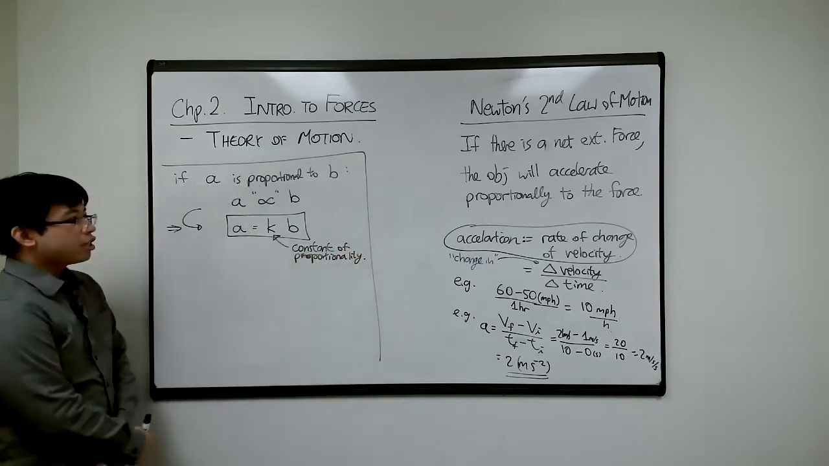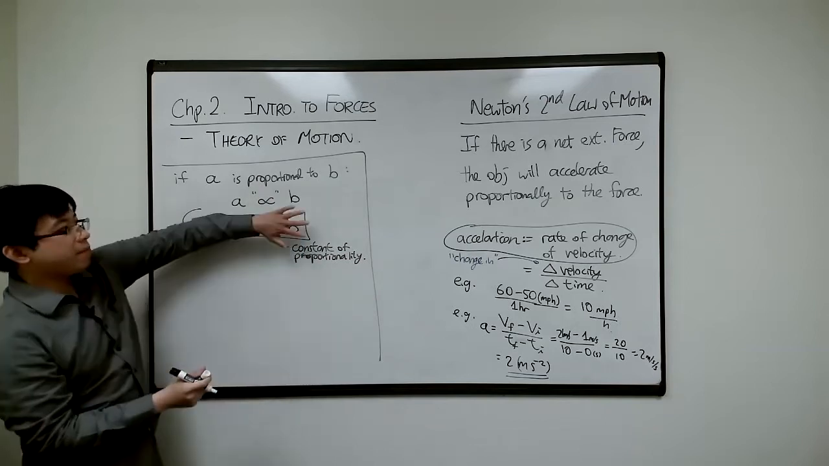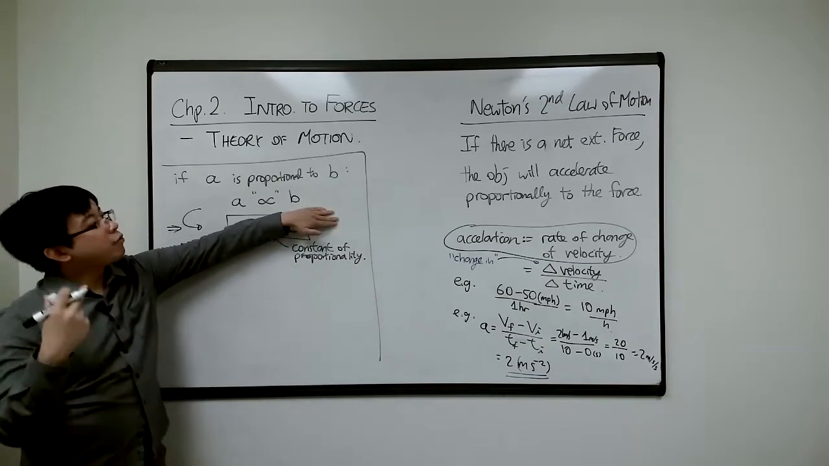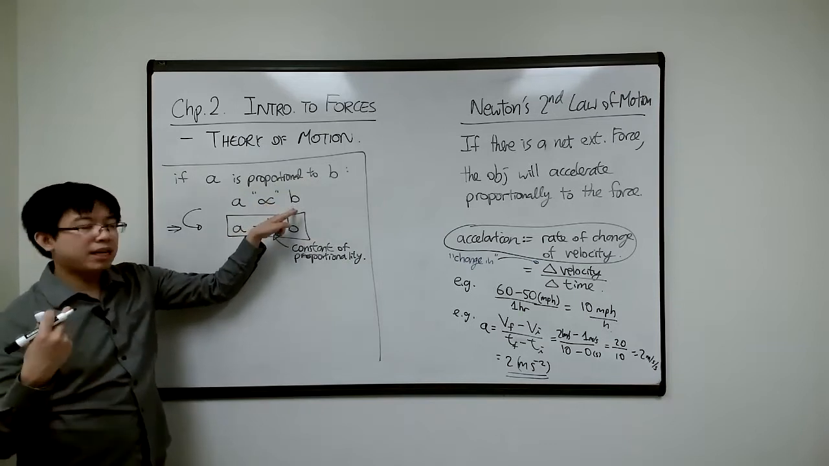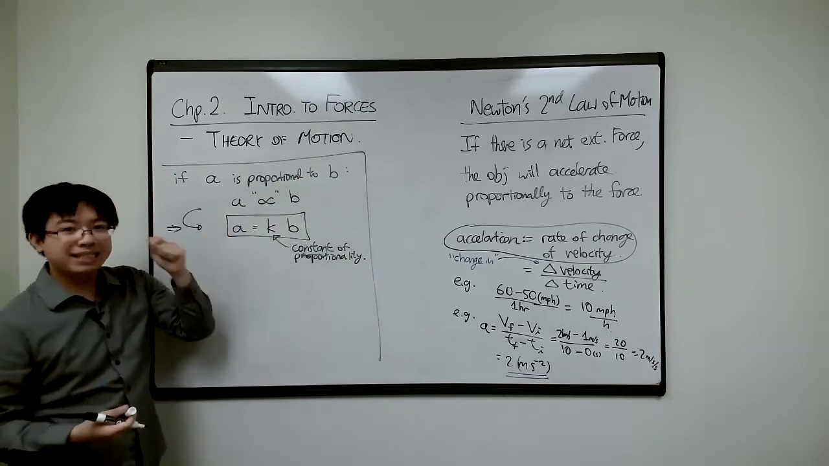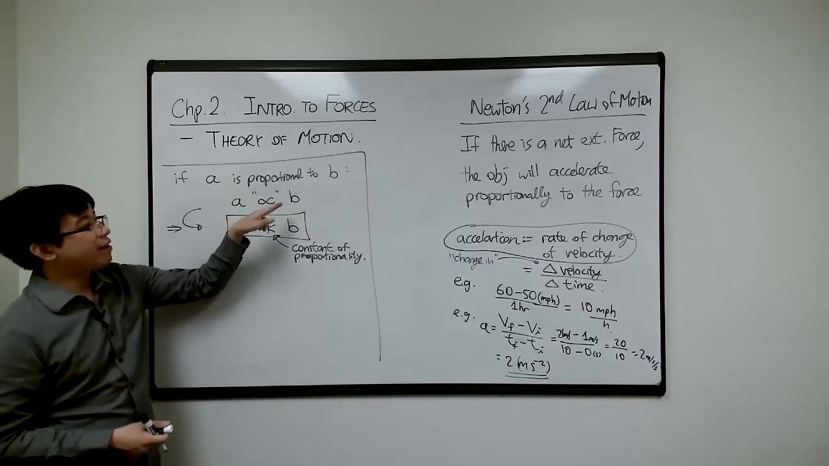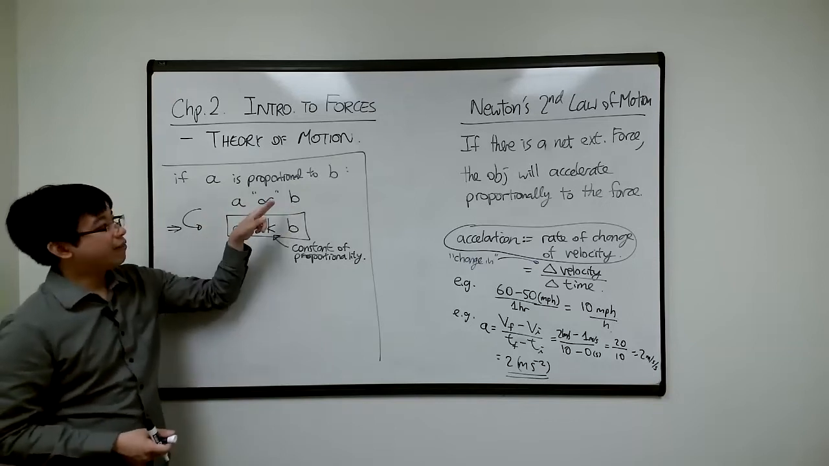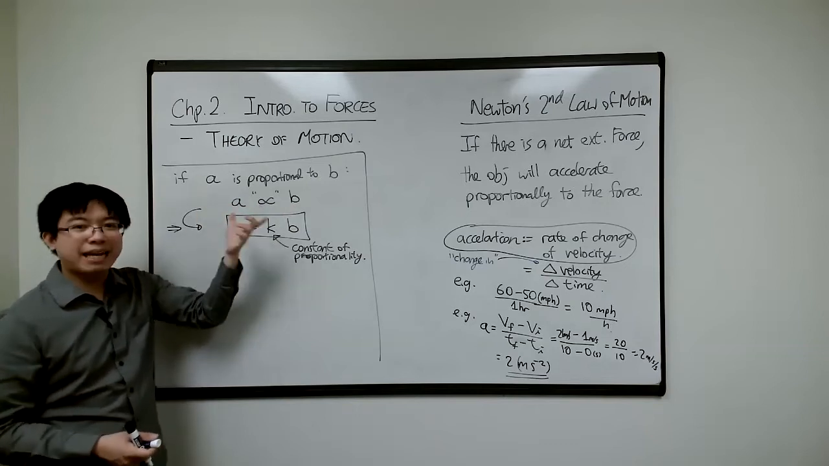Okay. So what does that mean? That means that if something is proportional to something, even before you look at the formula, what that really means is if you increase B by a certain factor, A will increase by the same factor. So if I double B, A will double. If I triple B, A will triple. If I quadruple B, A will quadruple. It increases by the same factor.